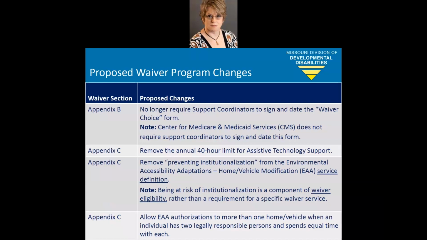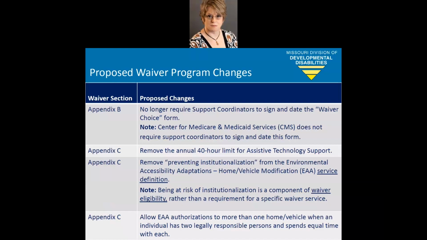The division also proposes to make a change to the EAA service definition that reflects that an individual who has more than one legally responsible person that lives in different households can, let me give you an example. A person who has divorced parents and they spend equal time in each parent's home. To ensure that we can serve both homes and or vehicles, we would like to allow EAA authorizations to more than one home or vehicle in Missouri when an individual spends equal time with both legally responsible persons. For example, Sue spends 50% of her time with her mother and 50% of her time with her father in different homes.